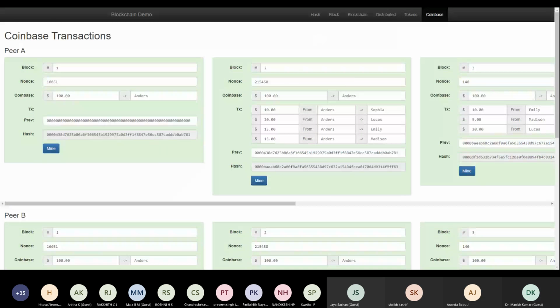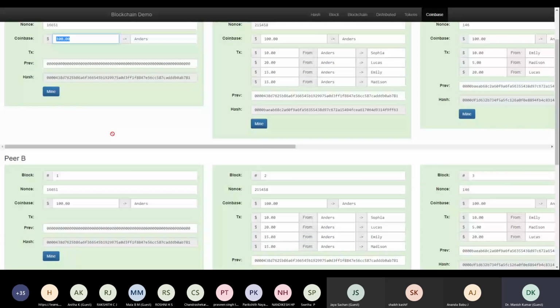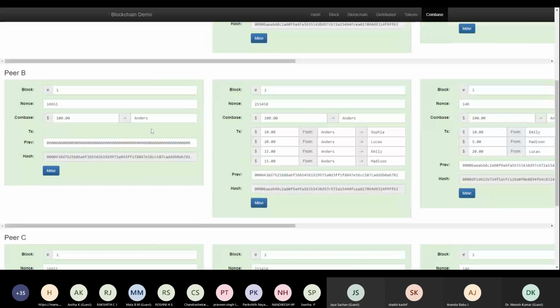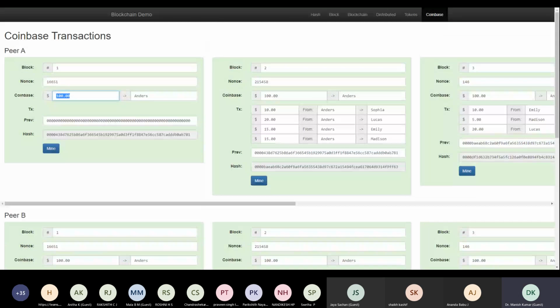Yeah. So peer A, initially he has $100. And this information is available with peer B and peer C. Now what happened? Anders is having $100. After some time, Anders has done the transaction, and you see that Anders has sent $10 to Sophia, $20 to Lucas, and $15 to Madison.